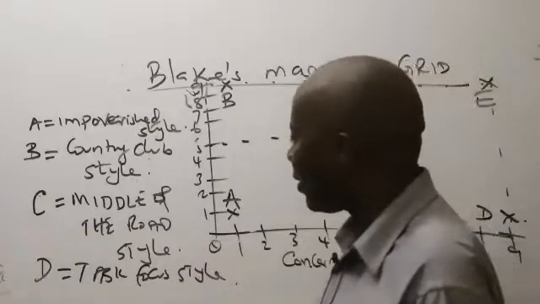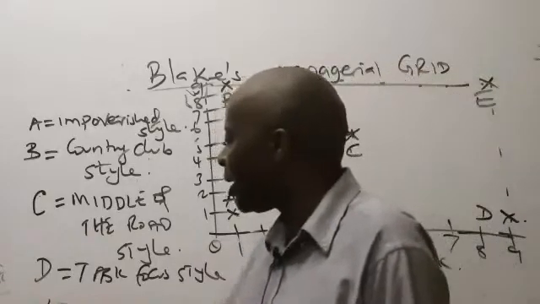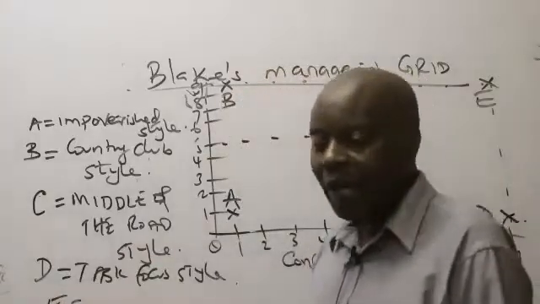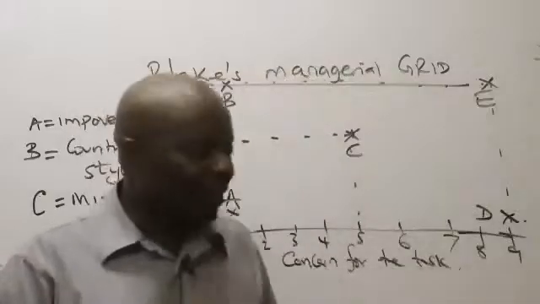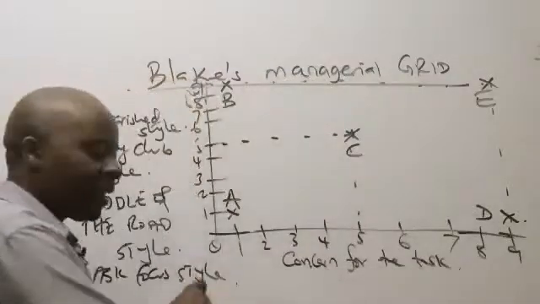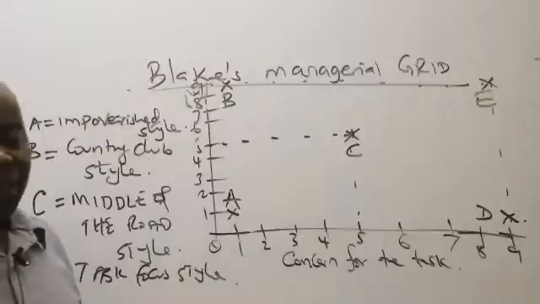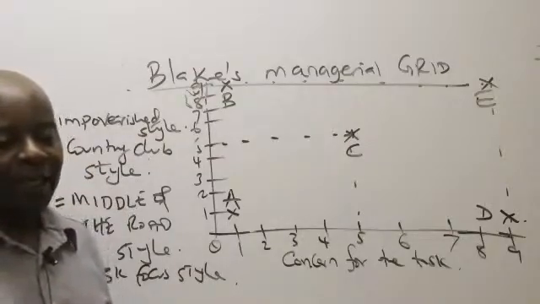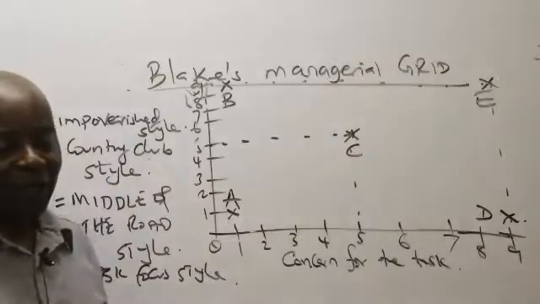The very best, ladies and gentlemen, is E. E, in this case here, you are a task person. And at the end of the day, you are a people person. E. Is there somebody who can remember this style E? Style E, what do we have there?